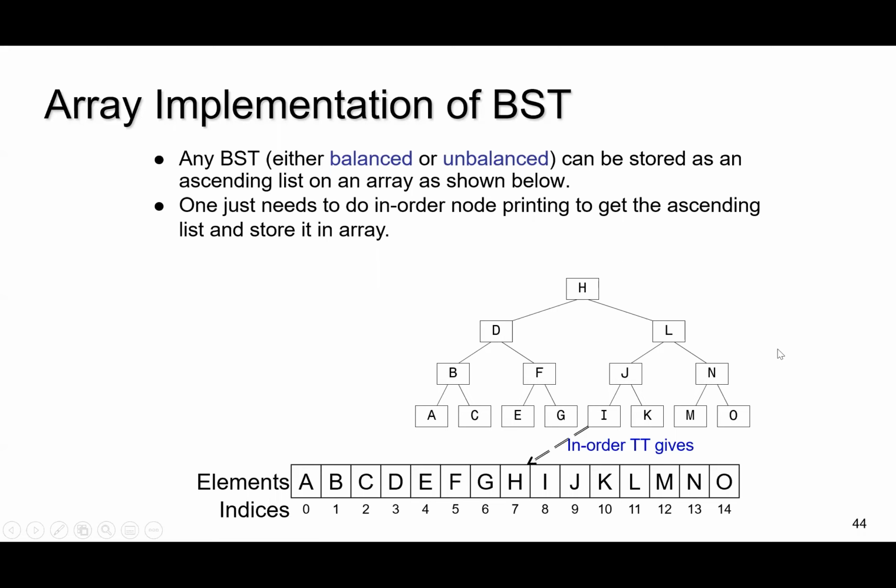So if I traverse this BST using in-order and I store the values that I process in an array, this is what I get. It will be in ascending order, A, B, C, D, E, F, G until O, right? You can try it yourself. Okay, so this is my in-order traversal of this tree. I store it in an array.